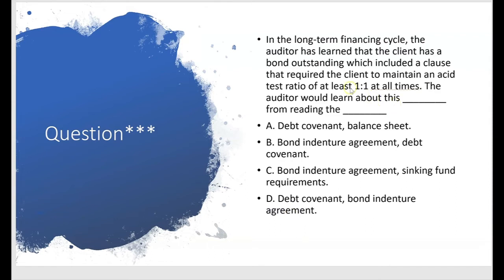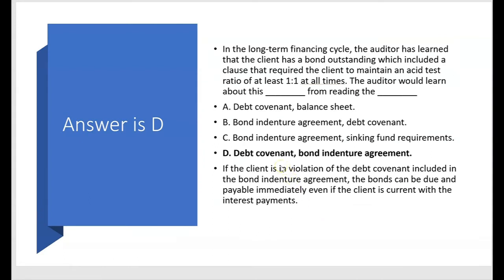All right, in the long-term financing cycle, the auditor has learned that the client has a bond outstanding which included a clause that required the client to maintain an acid test ratio of at least 1-to-1 at all times. That's the quick ratio, right? Just a few of the most liquid current assets divided by all the liabilities has to be 1-to-1 or better at all times. That means $1 of quick assets to $1 of current liabilities. Can't go below that. The auditor would learn about this debt covenant from reading the bond indenture agreement, right? The answer is D. This is a debt covenant where the auditor learns about the fact that they have to maintain an acid test ratio of at least 1-to-1 at all times. That's a debt covenant. And how would the auditor learn about that? From reading the bond indenture agreement.